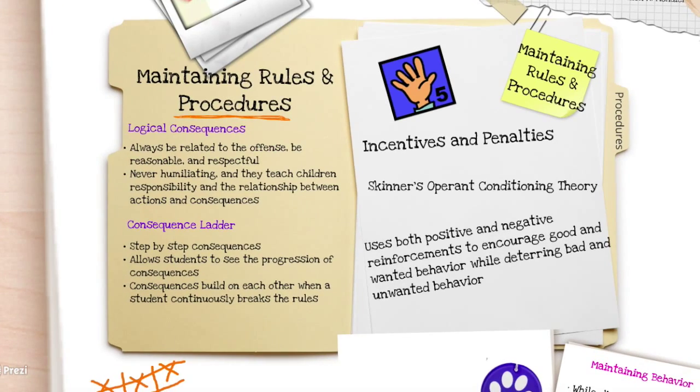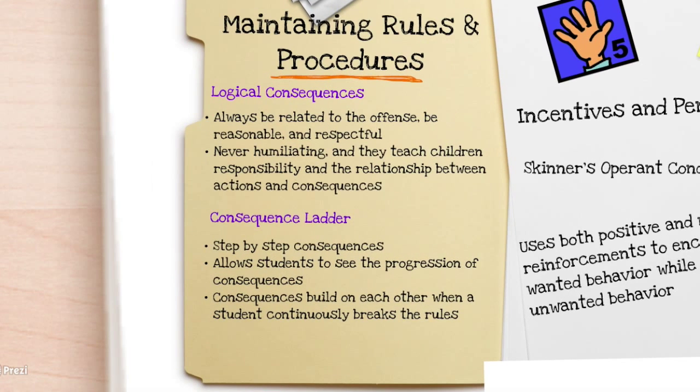Now, how do we maintain these rules and procedures? 1. Make sure to have logical consequences. Consequences should always be related to the offense, be reasonable and respectful. Consequences should never humiliate, and they teach children responsibility and the relationship between actions and consequences.